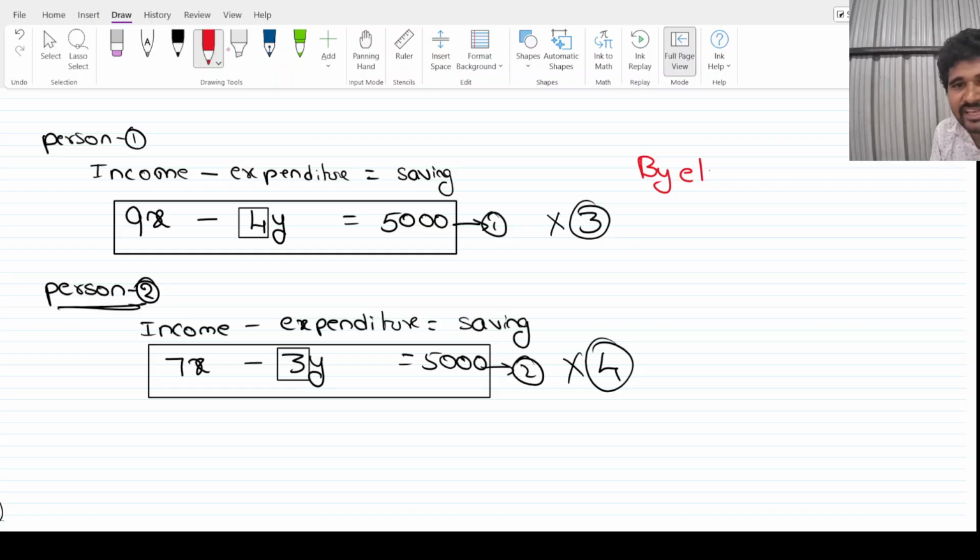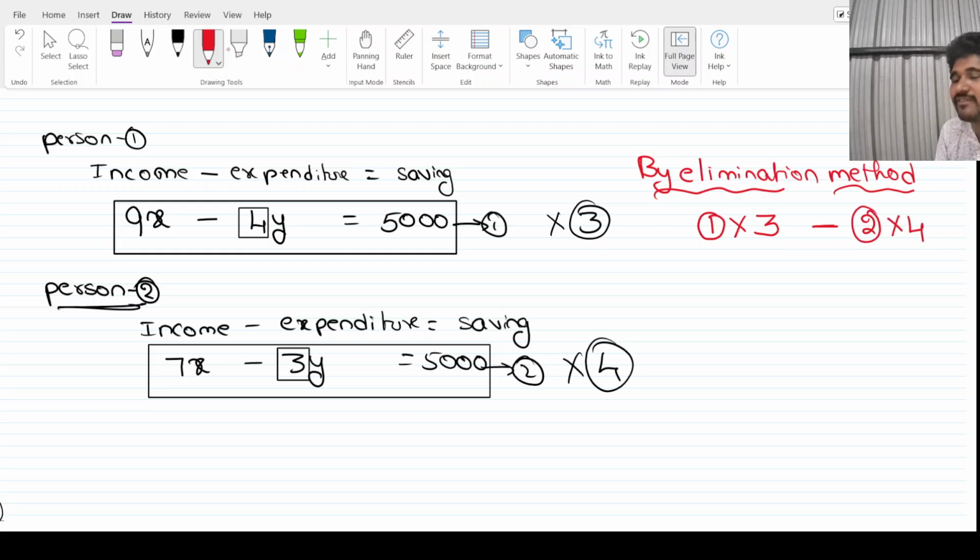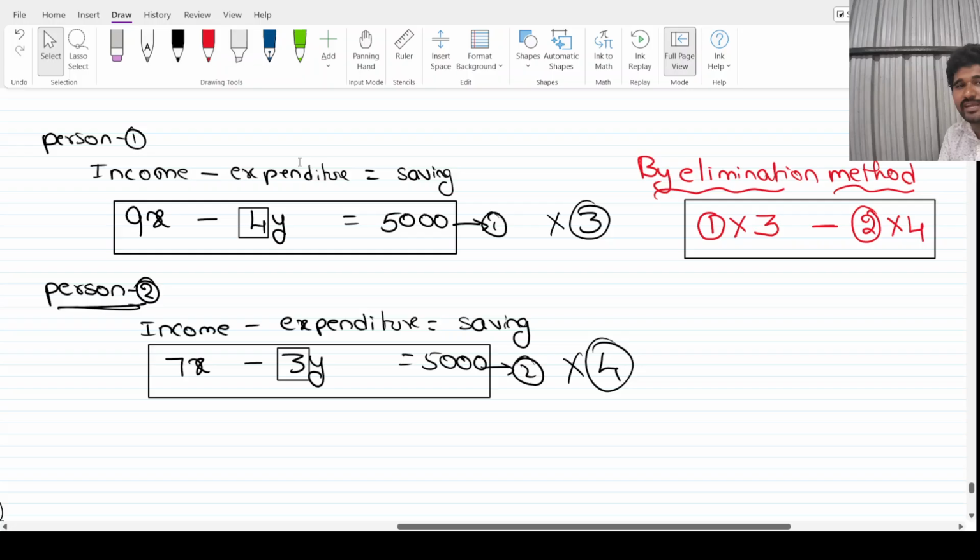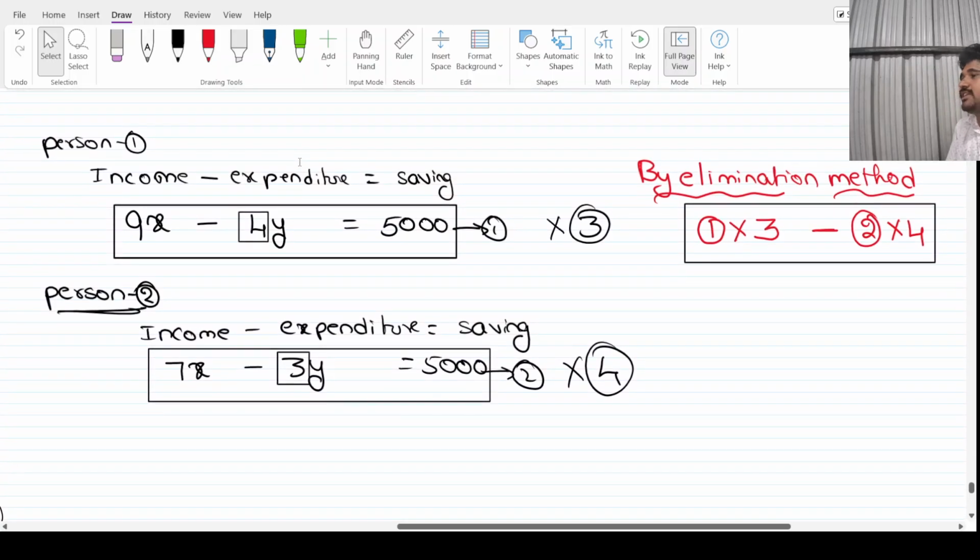Now write. By elimination method. What am I doing? Observe now. First equation I am multiplying with 3 minus second equation I am multiplying with 4. This should be very clear for you. First equation, what did I do, tell me? Multiplied with 3. Second equation multiplied with 4 and I am doing subtraction.